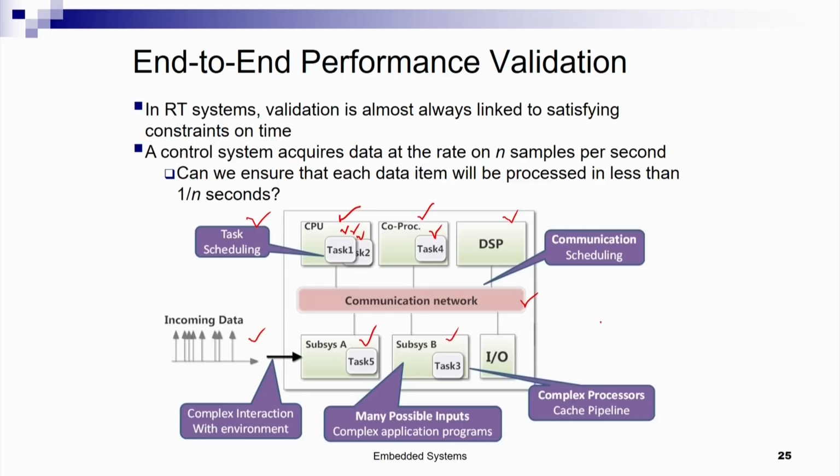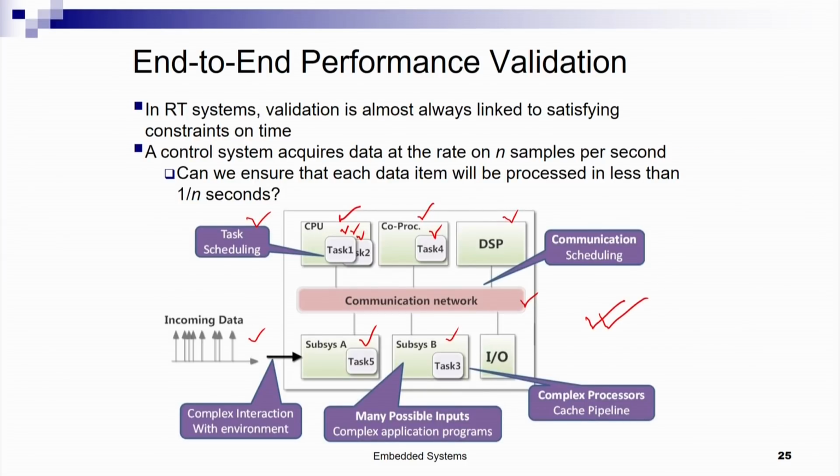Okay. Now, given this total integrated design, we need to verify and validate that end-to-end performance goals will be satisfied. For real-time embedded systems, validation is almost always linked to satisfying constraints on time. For example, let us say that we have our original cruise control system, and the control system requires data acquisition at the rate of n samples per second. So, our cruise control system acquires data from the wheel at the rate of n samples per second.